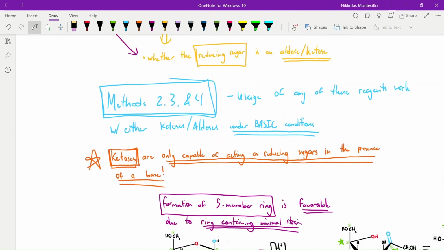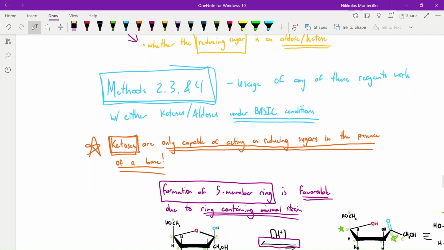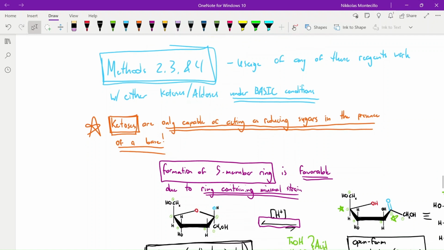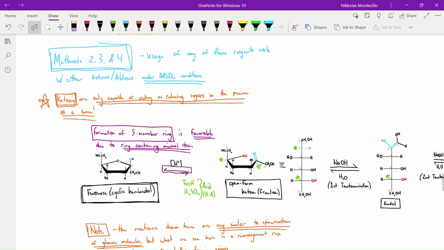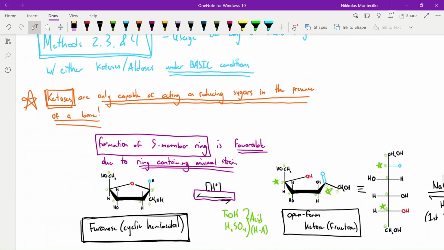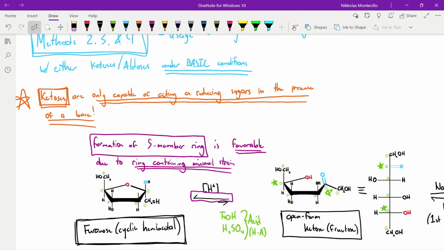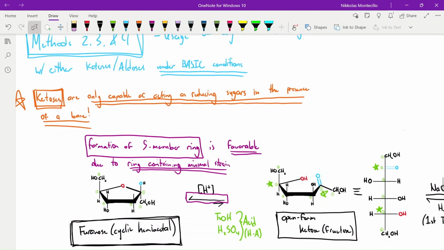Now, for methods 2, 3, and 4, the usage of any of these reagents work with either ketoses or aldoses. So these methods are not exclusive to aldoses. These can also apply to ketoses too, under basic conditions. Okay, so essentially ketones are only capable of acting as reducing sugars in the presence of a base. Okay, so we can better elucidate on how ketones can act as reducing sugars in the presence of a base.